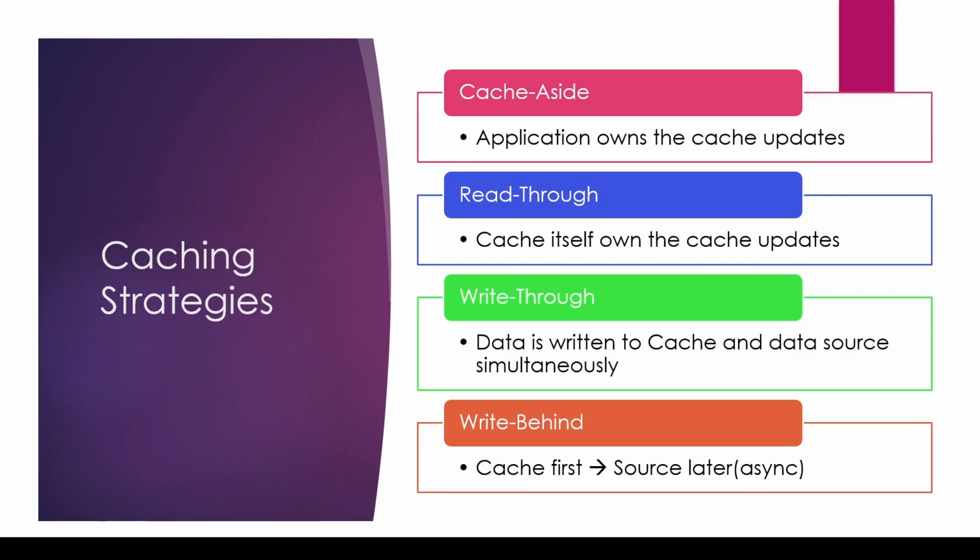So in this section, we covered different caching strategies: cache aside, read through, write through, and write behind. We understood the use cases, the differences between them, and when to use which caching strategy. Now, this is not an exhaustive list, but these are the most common caching strategies that you will find in other places.